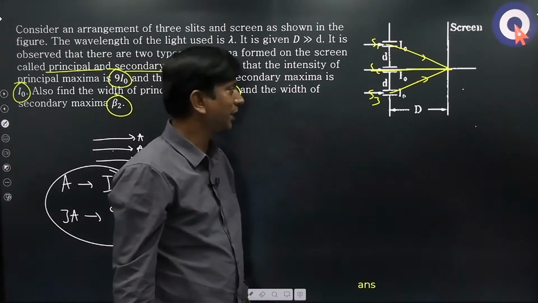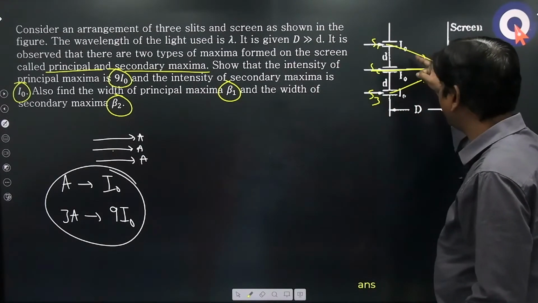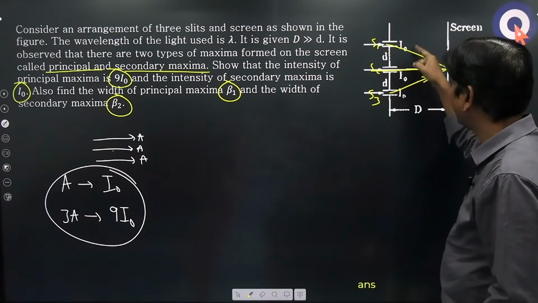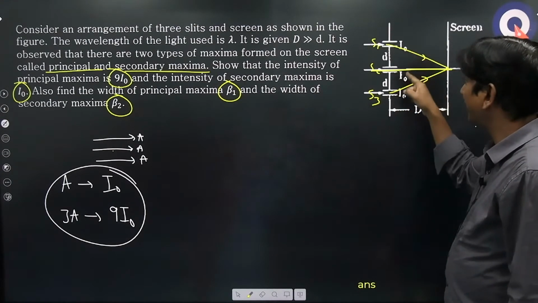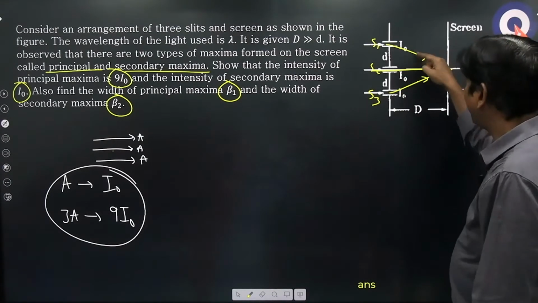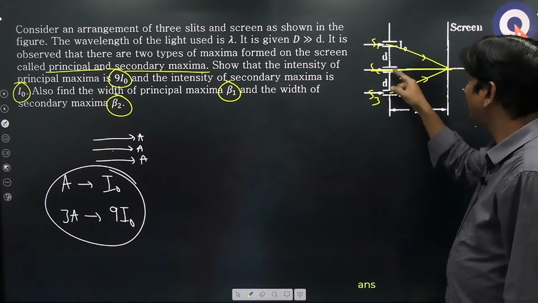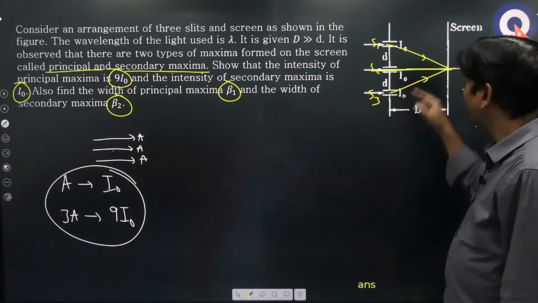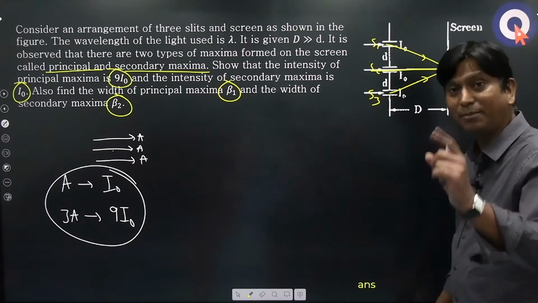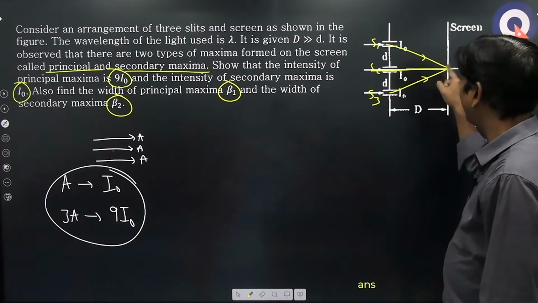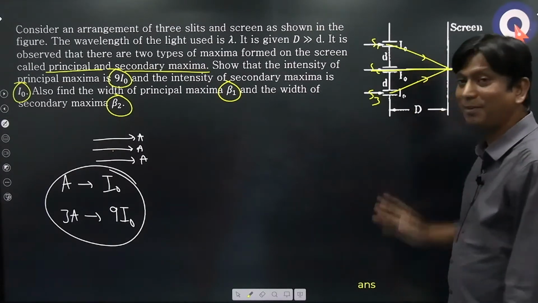So, what you may get? See, if I take the path difference between these two, if it is 1 lambda, these two, because it cannot be 0 anyway. This one and this one can be 0, but these two cannot be 0. If I take between these two, this is reaching early, this is reaching late, so this is quicker than this. If you take that path difference as lambda, then definitely these two will form a maxima. And if you take between these two lambda, definitely between these two also lambda will be there.